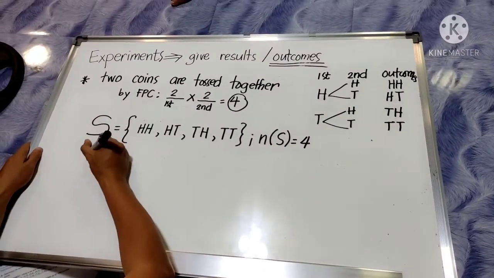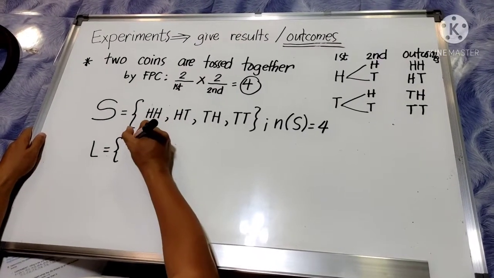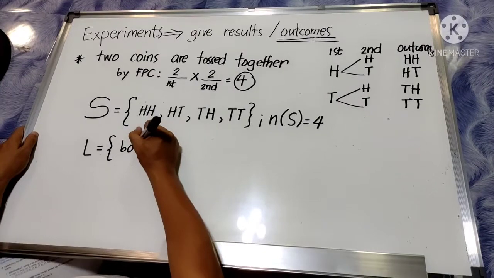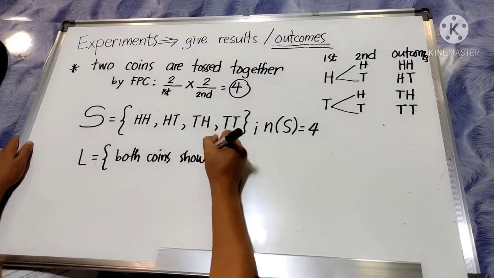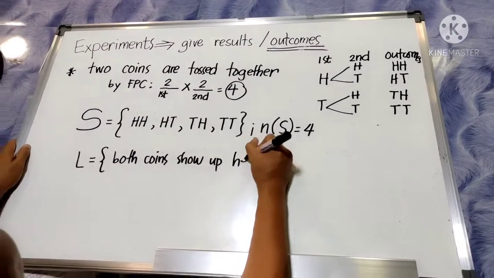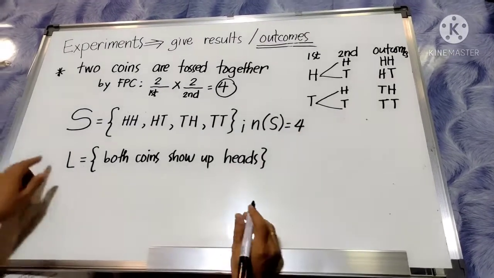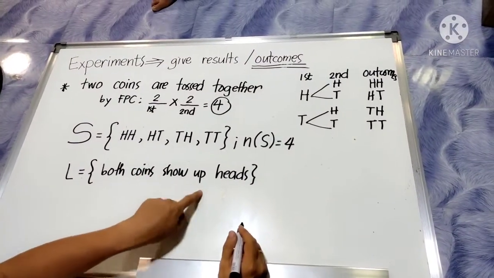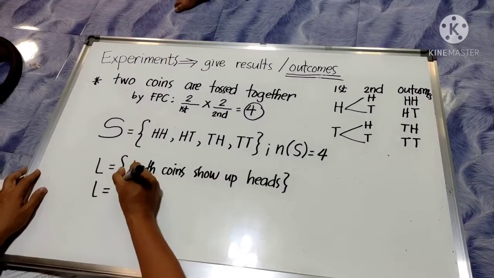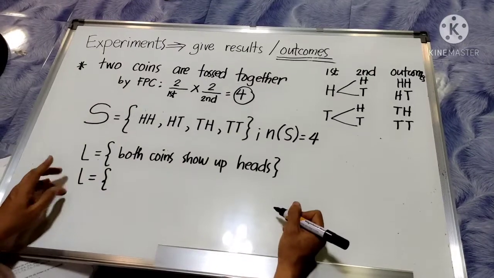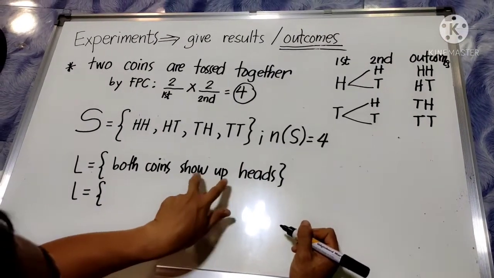Let's say event L is both coins show up heads. Okay, let's have this. Both coins show up heads. So what are the elements of your sample space? Rather, of your event L. The two coins are said to show up heads.